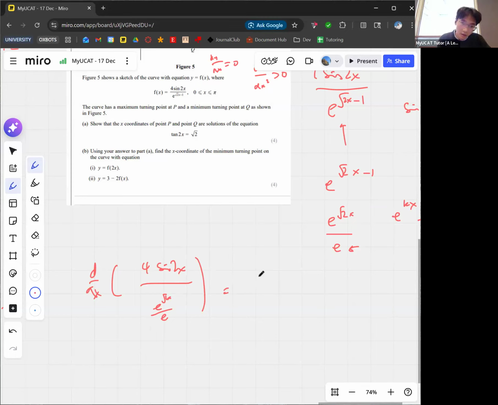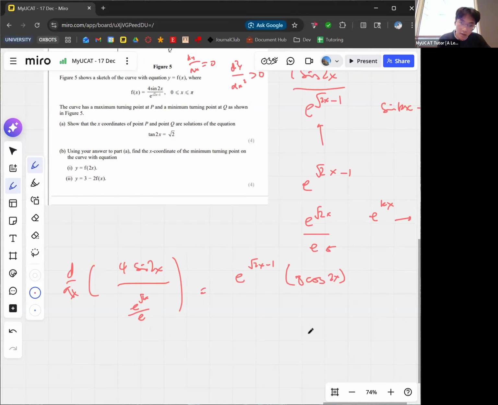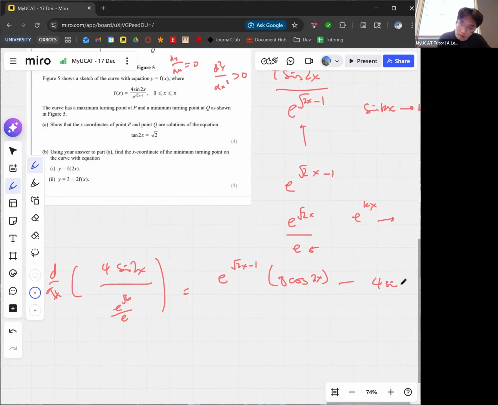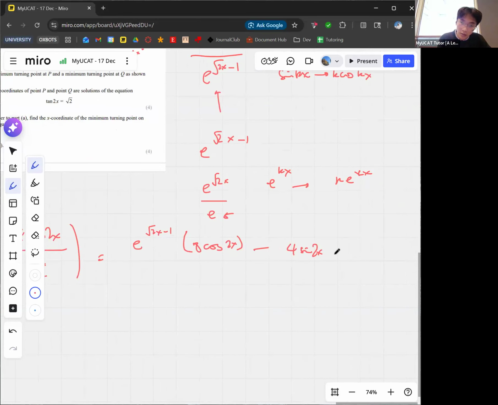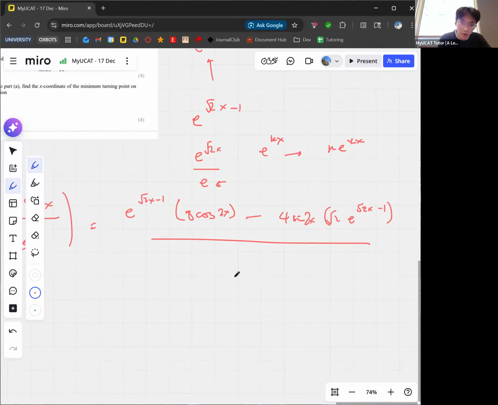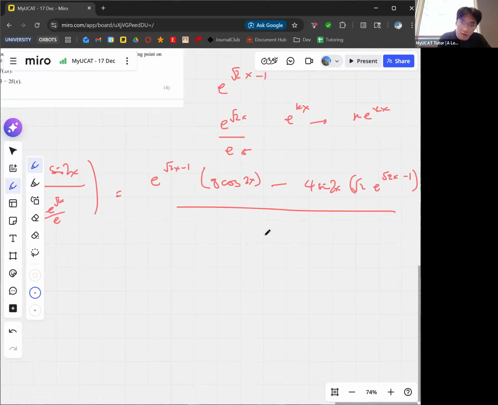So I take the low, e to the root 2x minus 1. Derivative of the high, that's going to be 4, and you multiply by the 2, so that's going to be 8 cos 2x, minus high, so that's 4 sine 2x, times the derivative of the low, so that's root 2 e to the root 2x, over the square of what's below. I would just put that as e to the root 2x minus 1 squared.